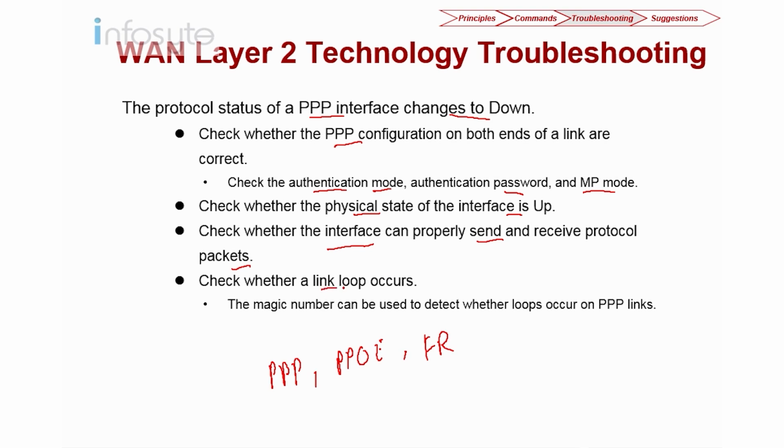And there may also be a loop. If you somehow have Wireshark, you are able to see that if there is a loop, the magic number that is detected will tell you that the serial link has a loop.